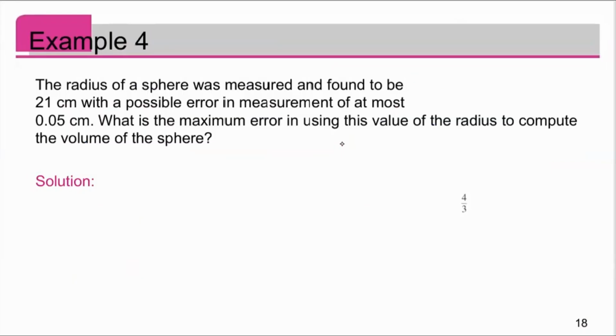Right. So let's take a look at this example. The radius of a sphere was measured and found to be 21 centimeters with a possible error in measurement of at most 0.05. So that's the error that we are considering.